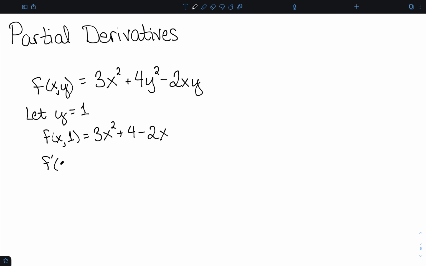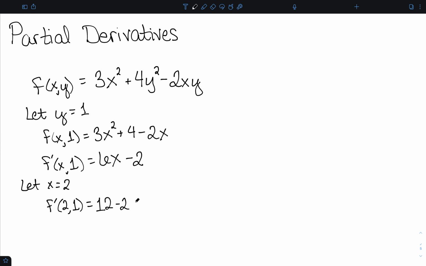I can look at its derivative. That would be 6x minus 2. And then if I wanted to suppose x is equal to 2, I could figure out what the slope of the tangent line is. This would be 12 minus 2, or 10.